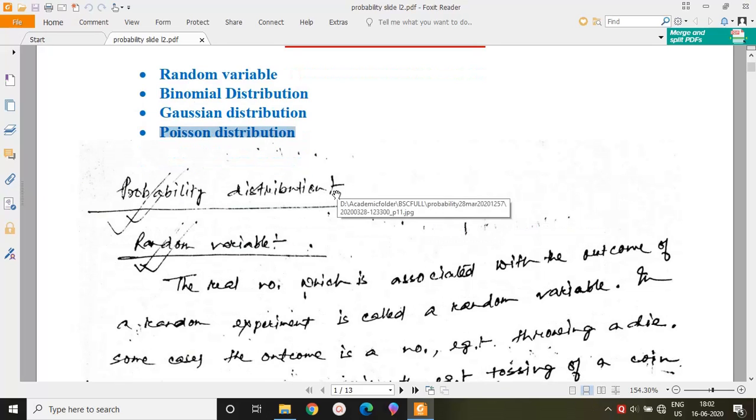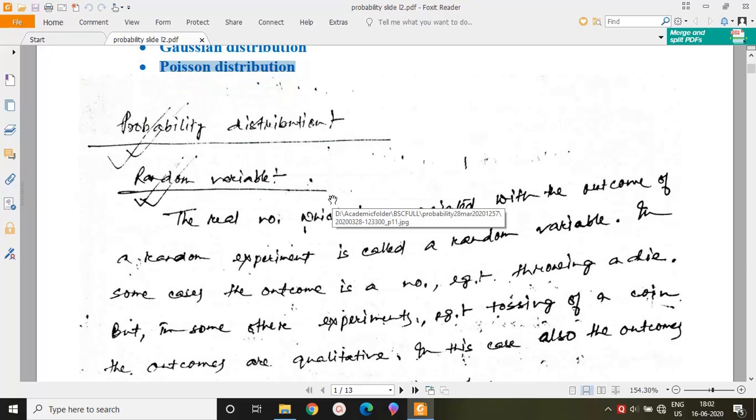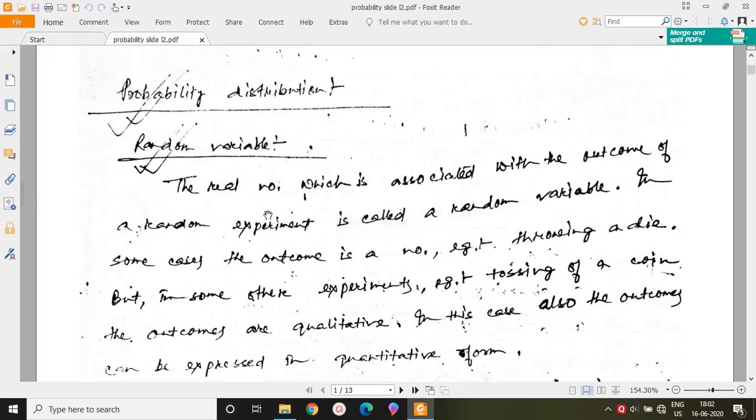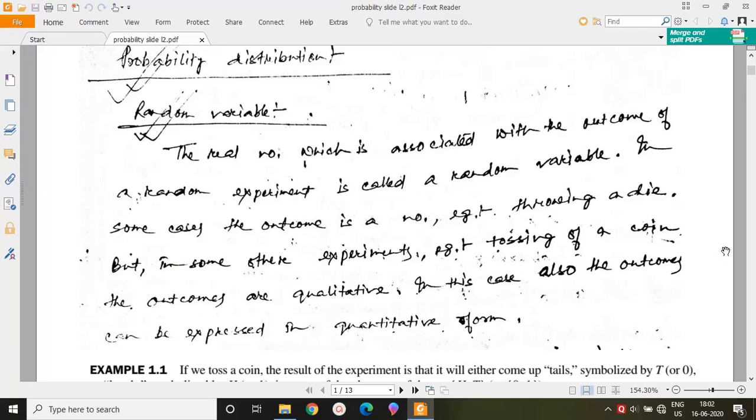First of all, let us learn the concept of random variable. What is random variable then? The real number which is associated with the outcome of a random experiment is called a random variable. In some cases, the outcome is a number, for example, when you throw a die. But in some other experiments, for example, like tossing of a coin, the outcomes are qualitative. In this case also, the outcomes can be expressed in quantitative form. So this is the definition of random variable.